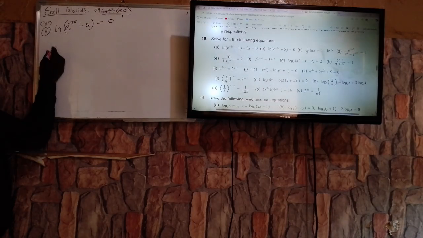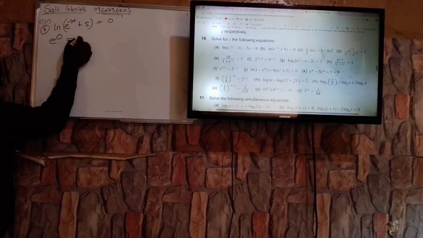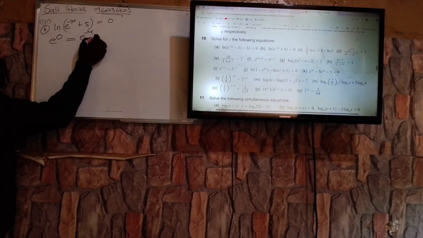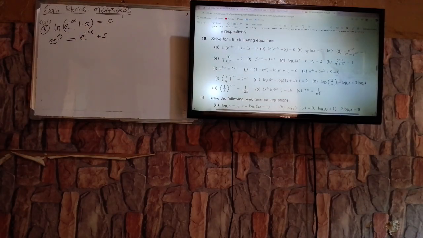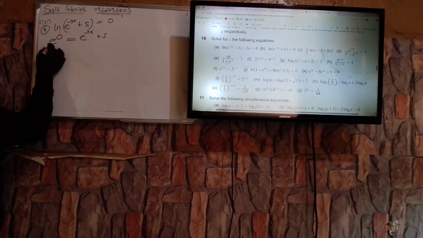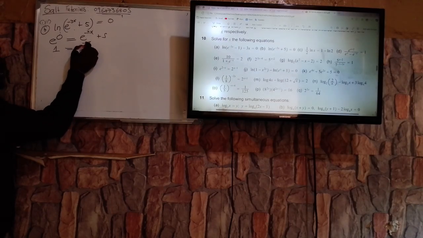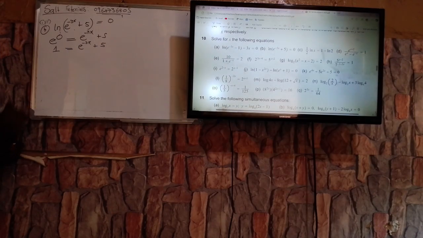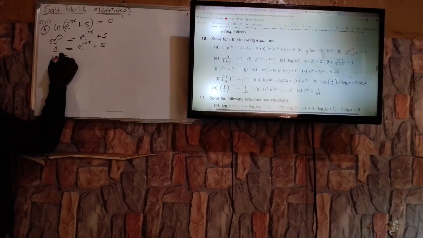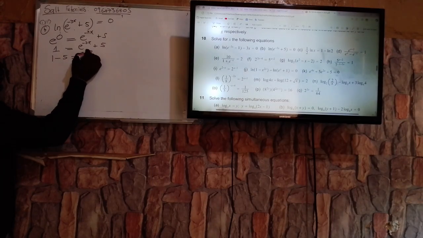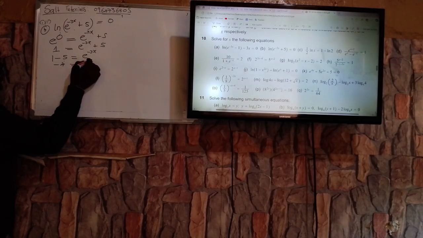The base here is e. So, converting this to exponential form, this becomes e power 0 equal to e power negative 3x plus 5. The base power output should be equal to the input, like that. Then, from there, we continue. E power 0 is always what? A 1, equal to e power negative 3x plus 5. This is very much simple. Now, like terms together, when this one crosses the other side, it becomes 1 minus 5 equals e power negative 3x. And this becomes negative 4 equals e power negative 3x.